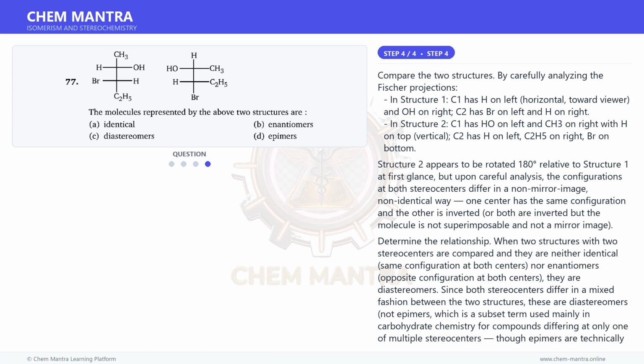A. Identical, ruled out because the two structures are not superimposable. B. Enantiomers, ruled out because enantiomers require inversion at all stereocenters. These two are not mirror images of each other. D. Epimers, while epimers are a type of diastereomer differing at only one stereocenter, the broader and more appropriate classification here is diastereomers, and the question expects the general answer.